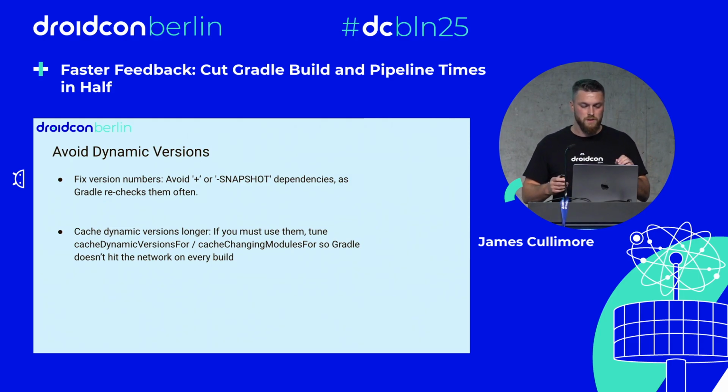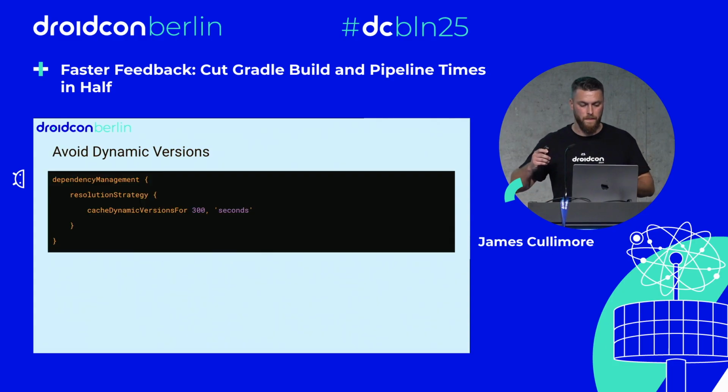Think of it as choosing stability and speed over spontaneity. You still get updates, just on your own schedule, instead of Gradle forcing it every single build. And if you really need dynamic versions, like testing a snapshot or a beta dependency, you can use the cacheDynamicVersionsFor property inside your resolution strategy block to control how long Gradle caches the metadata. That looks a little bit something like this.